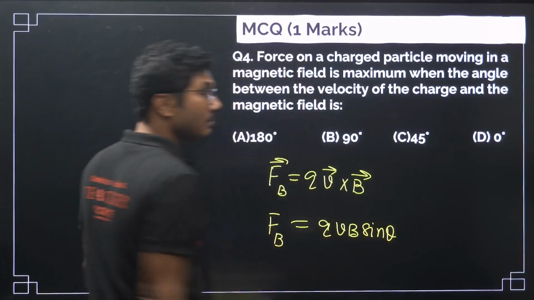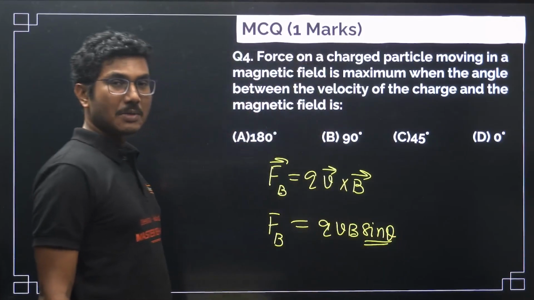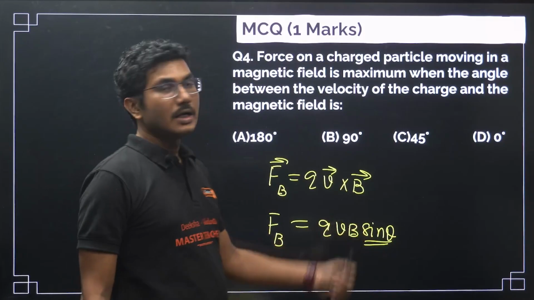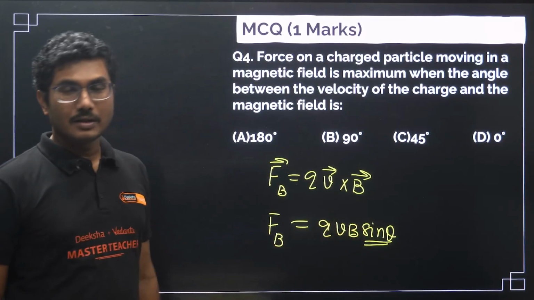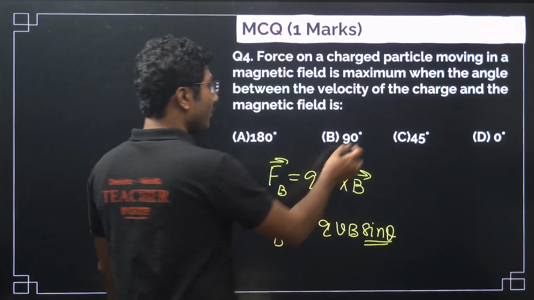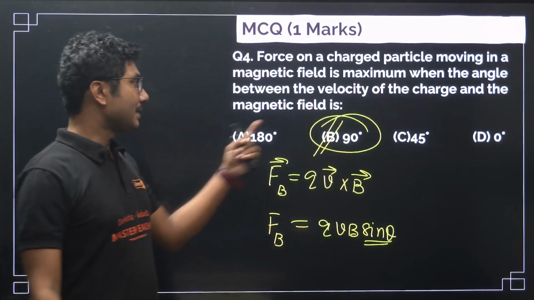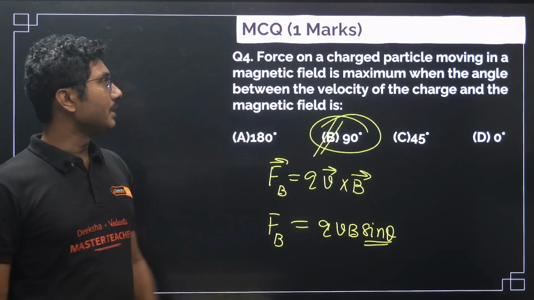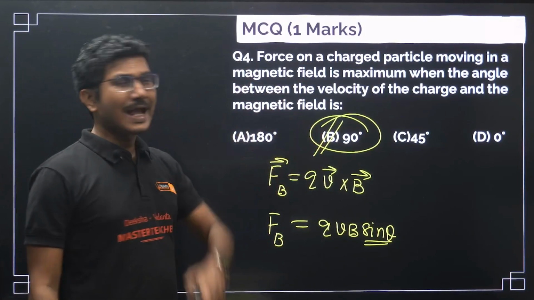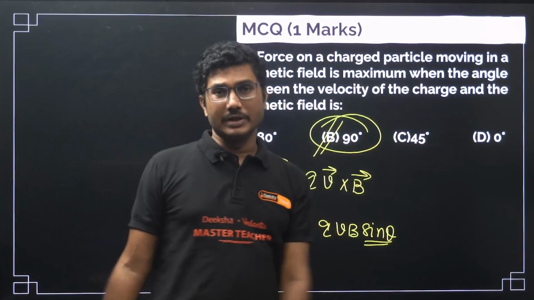So, when will the force be maximum? Force will be maximum if sin theta is maximum. What is the maximum value of sin theta? That is 1. When is the maximum value possible? The maximum value is possible when the angle is 90 degrees. Sin 90 is 1, so that is the maximum value. So, force will be maximum when the angle is 90 degrees, and force will be minimum when the angle is 0 degrees, right.